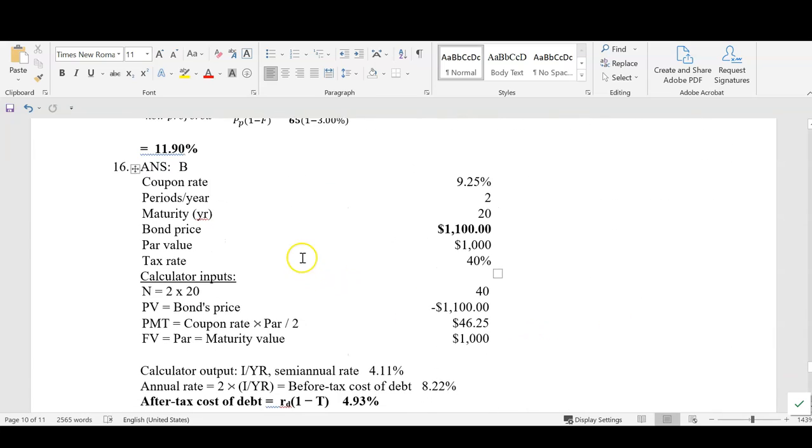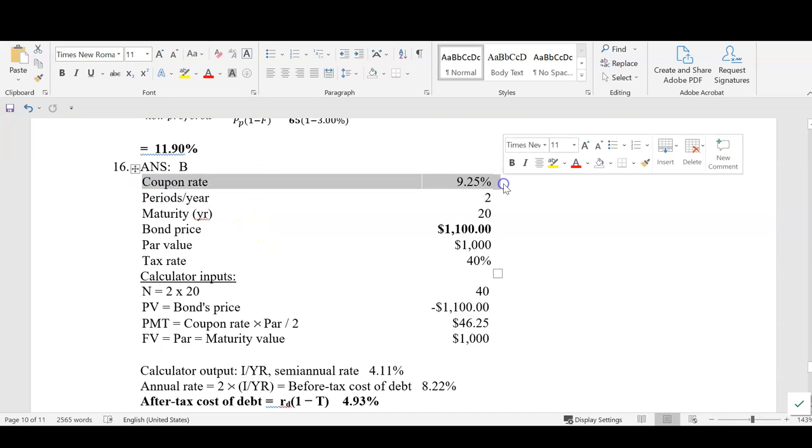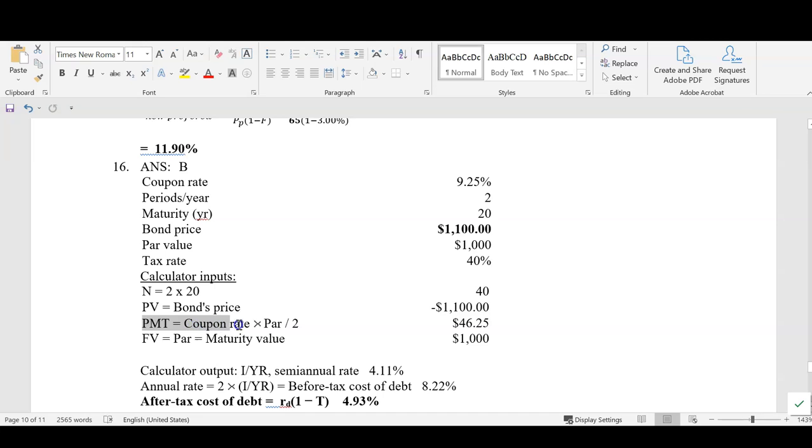So again, the coupon rate is 9.25%. The payment we should put as PMT in the calculator should be the coupon rate, 9.25%, multiplied by the par value, which is 1,000, divided by 2. So we have the semi-annual coupon payment as 46.25. And our N should be 2 multiplied by 20 years, which is 40 half years.